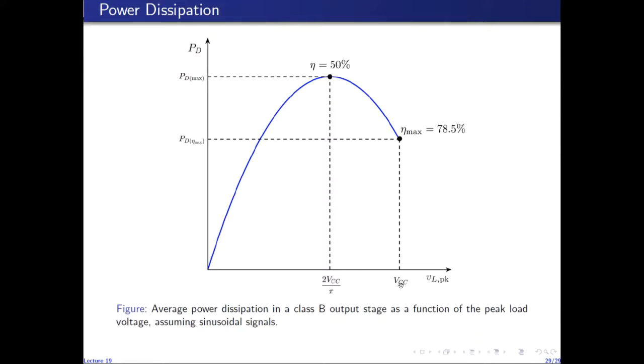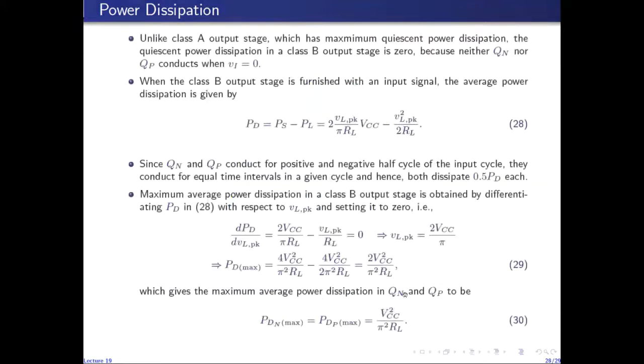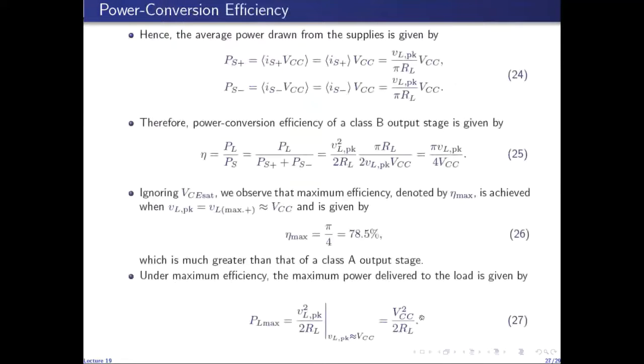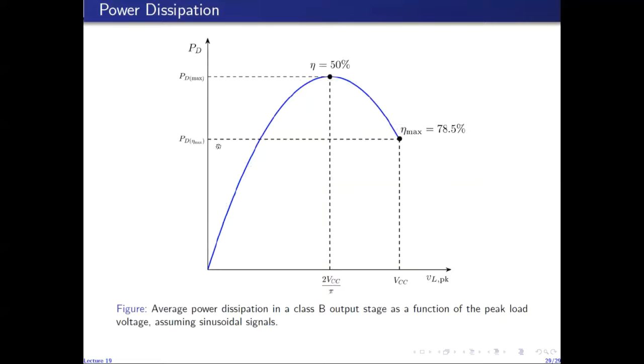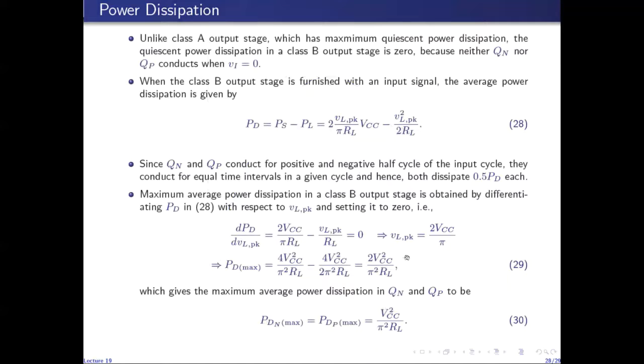When VL peak is equal to VCC, from this expression we get the maximum power delivered to the load and maximum power conversion efficiency for the class B output stage. So this point here represents the maximum power conversion efficiency of the class B output stage. Whereas when VL peak is equal to 2 VCC over pi, we get maximum average power dissipation, as we obtained from this expression.